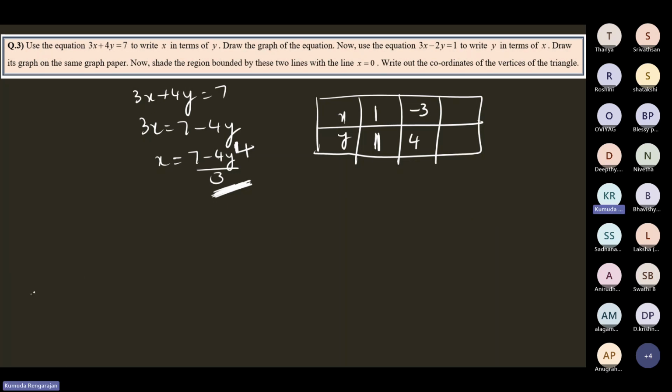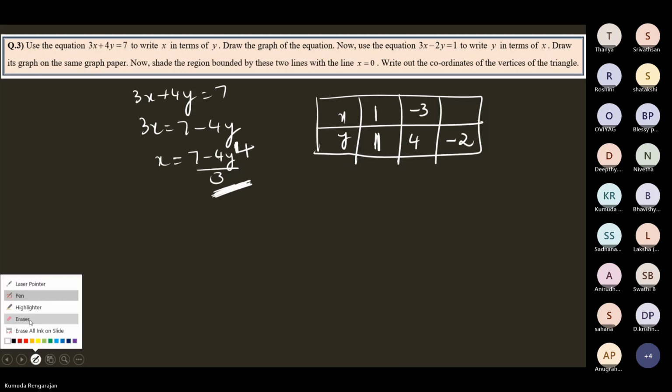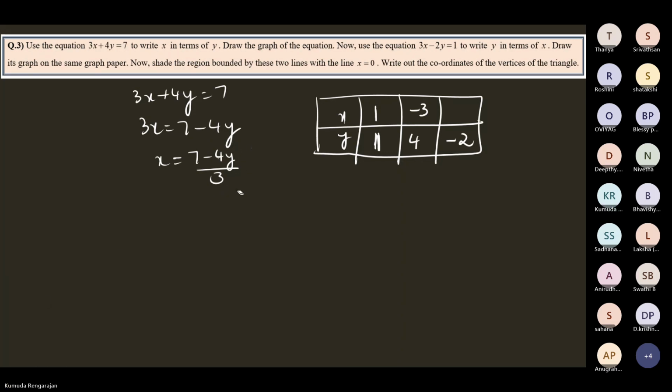Okay, thank you. So after taking 1 plus 3, 4, I'm going to take 1 minus 3, which is -2, when y is -2. So when y is -2, what do we get? Yes, children? -4 into -2 is +8. See here, x is equal to 7 minus 4 into -2 by 3. So -4 into -2 is +8. +8 plus 7 is +15. And 15 by 3 is 5.